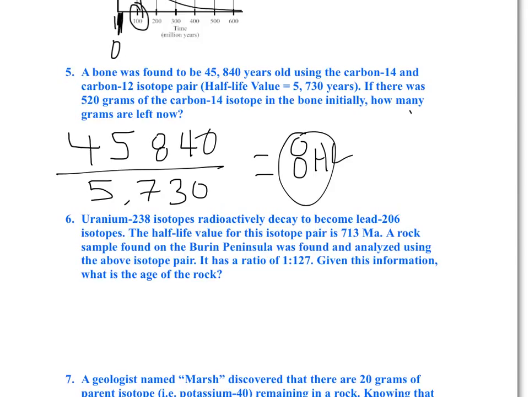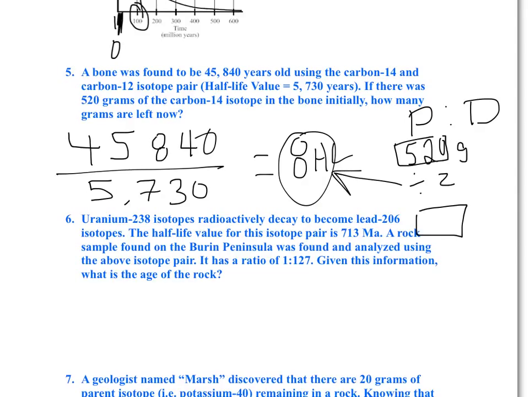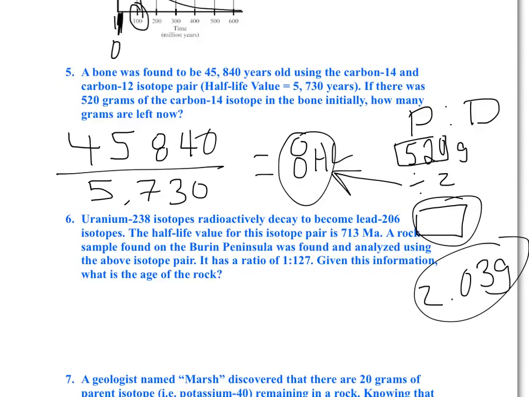And so this is a problem that involves grams. So this is going to be parent in the beginning, and this is going to be parent now. It says if there was 520 grams initially in the bone, that tells me that this here is 520 grams. We have to divide by 2 8 times to see what this number is. So we have 520 divided by 2, that's 260. Divide by 2, 2, 3, 4, 5, 6, 7, 8. And that tells us that our final answer is 2.03 grams. That's the number of grams of parent that's actually remaining in the rock right now.